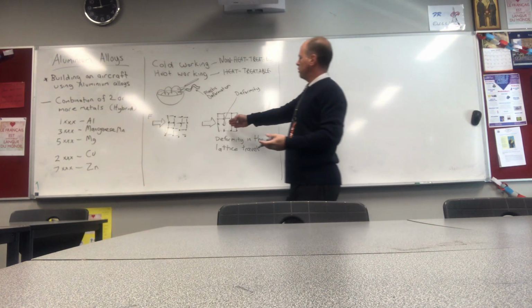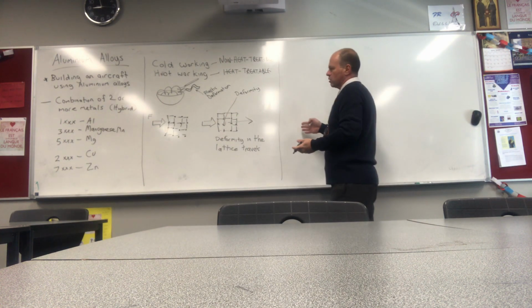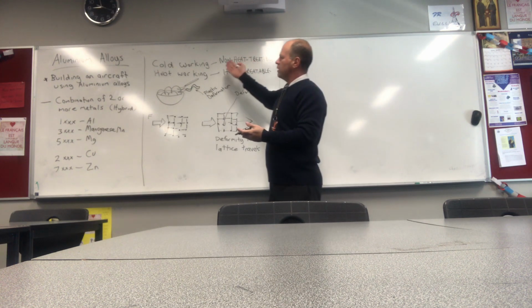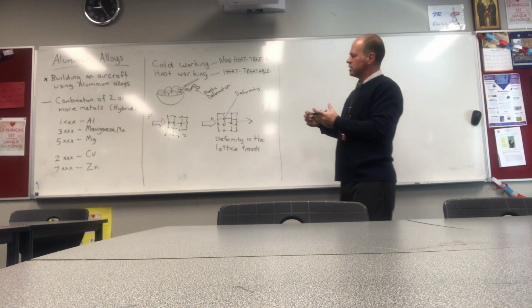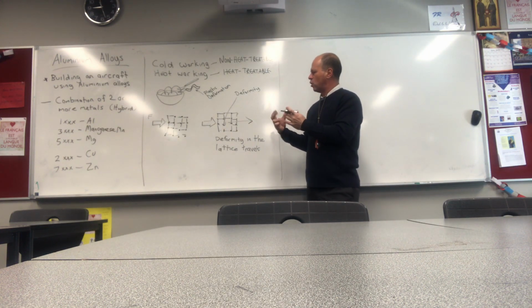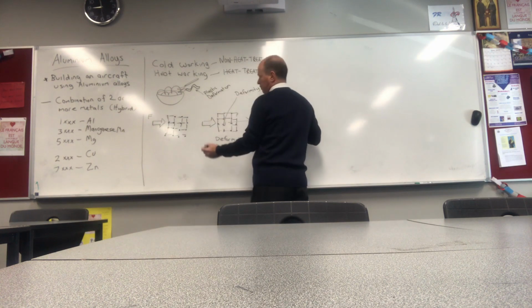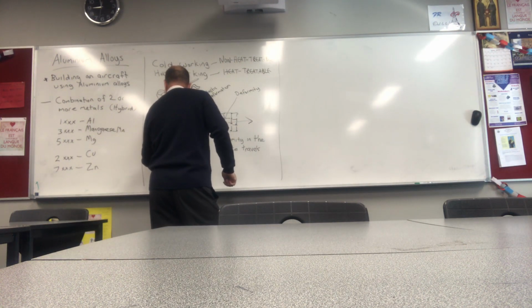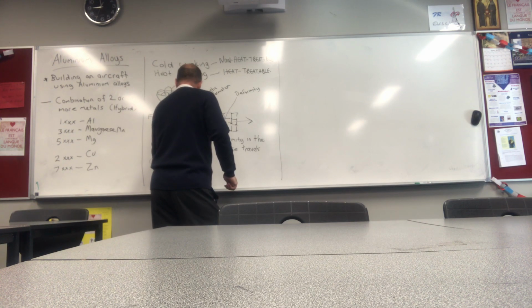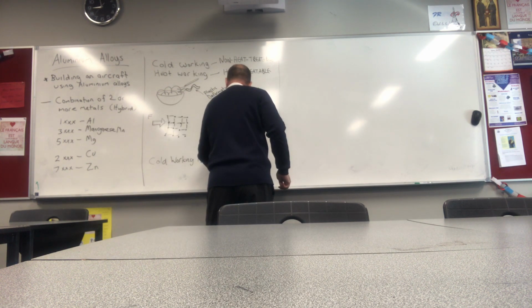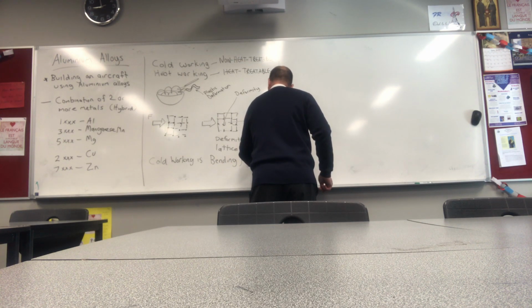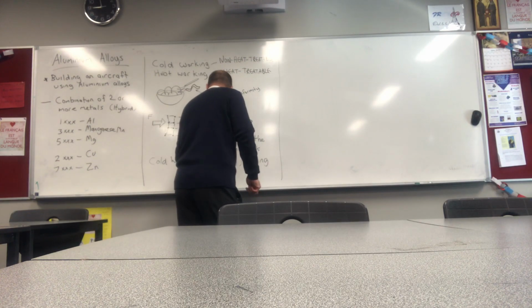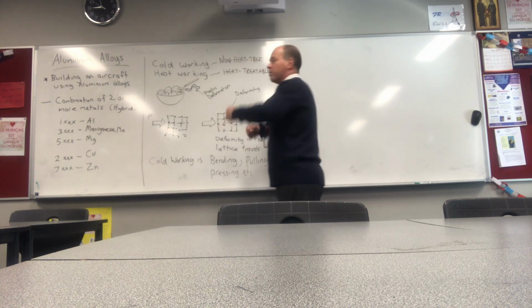Now, if it's just one deformity that's happening and travelling across, that's not telling you why the metal gets harder, is it? It's just something moving across. But what they're saying is that in this process of cold working, and we'll define what cold working is. Okay, cold working is bending, pulling to make wire, pressing, etc. So it's working the metal.